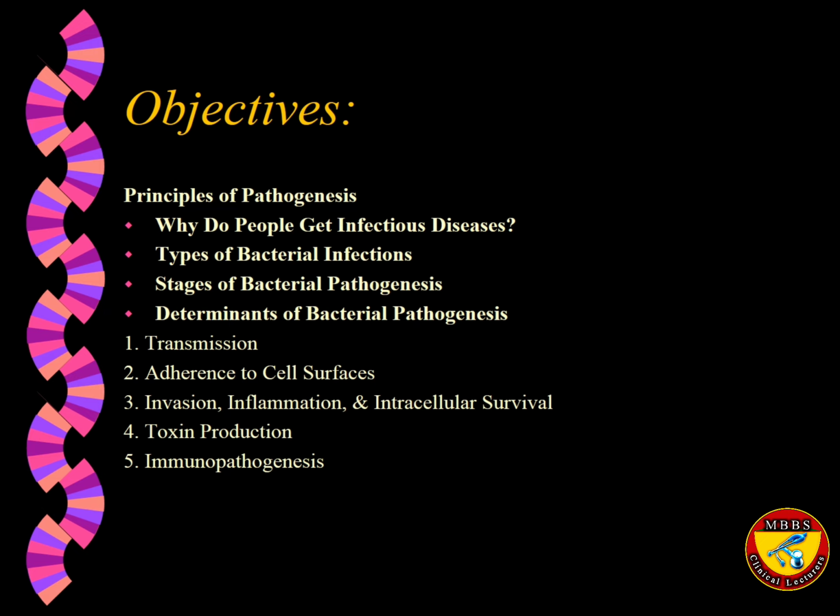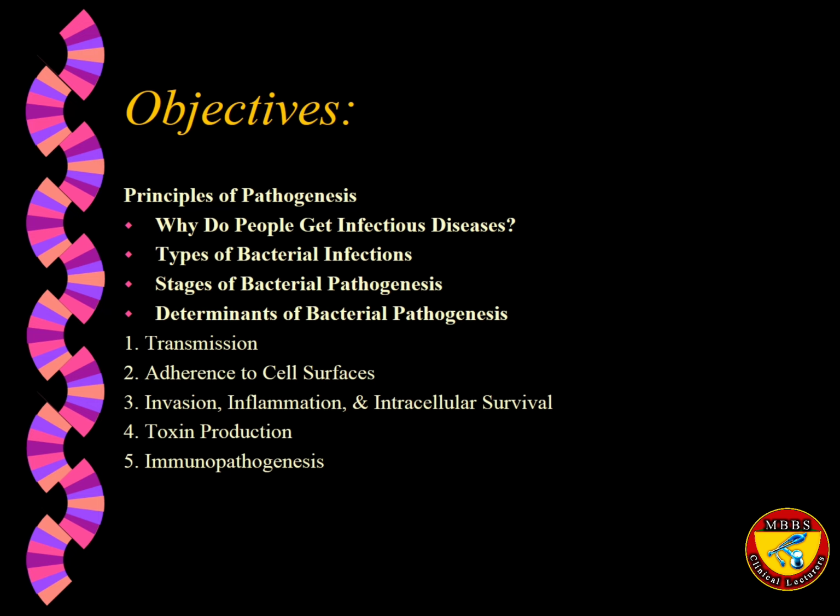causing infection, namely transmission, how it is transmitted from host to host, and then how this adherence occurs to the cell surfaces, how these bacteria invade and cause inflammation, and sometimes in certain bacteria they are able to survive intracellularly. Then in the next class we'll talk about toxin production and immunopathogenesis because it's a vast topic.